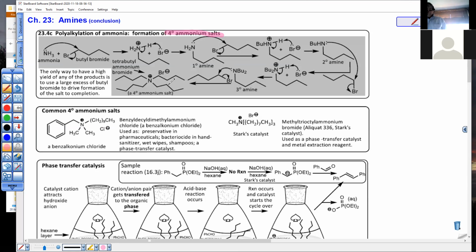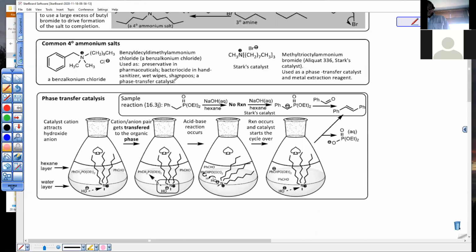And what good are quaternary ammonium salts, you ask? Well, here's two very common ones. You'll see this kind of a label on a lot of things. Ranges outside of household products, bactericides. I think I've seen something in insecticides somewhere with this name benzalkonium chloride. And the reason they're not very specific about the alkonium is sometimes they vary the length of this chain here.